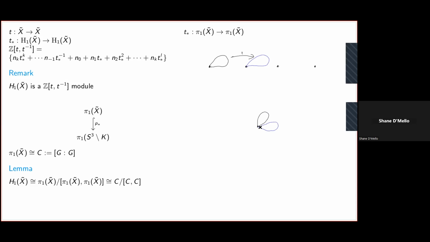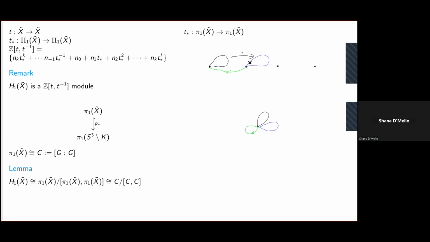Well, downstairs, it corresponds with elements inside C, when you push it downstairs. And both these base points will go to the same base point over here. Now, I'm running out of time, so I'll just try to wrap this up.